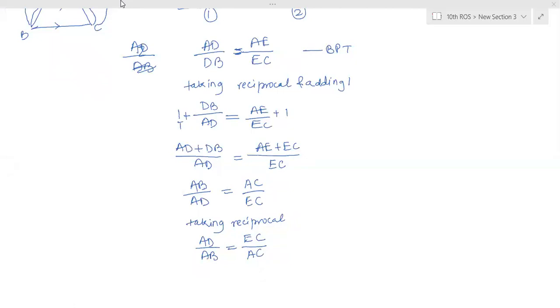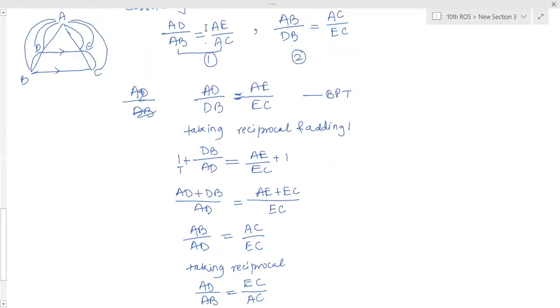Ma'am, we have proved the first part. The second part you have to prove now. This part, AD by AB is equal to AE by AC, we have this one shown. Now you have to show AB by DB and AC by EC.